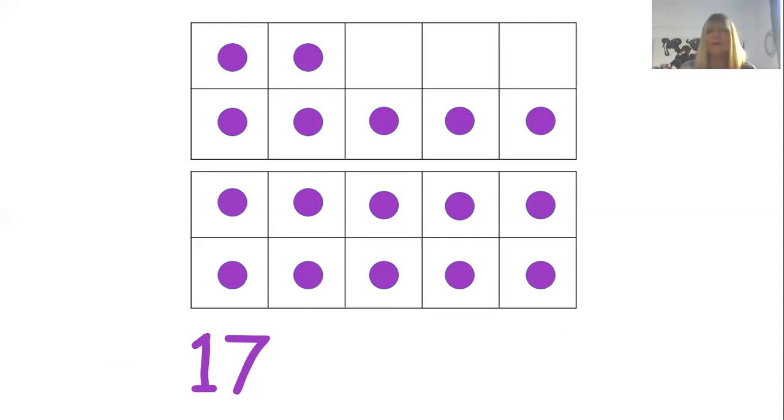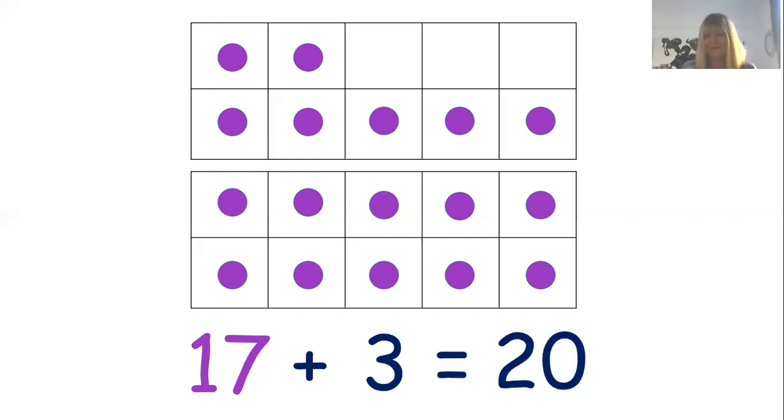So we're going to do plus 3 for the empty squares. So 17 plus 3, well, we know that there's a 10 frame at the bottom and a 10 frame at the top. So all together, that must equal 20. Just take a few moments to think about that. 17 purple dots plus the 3 empty squares, add them together.